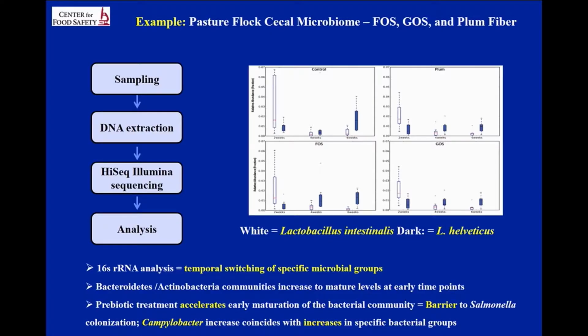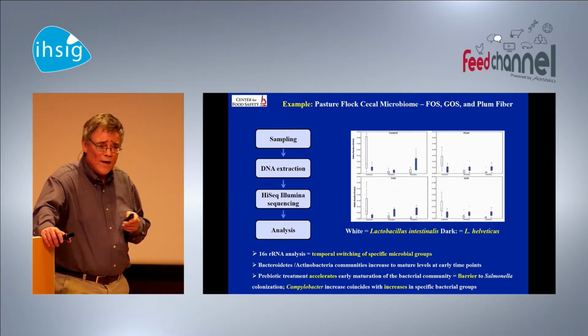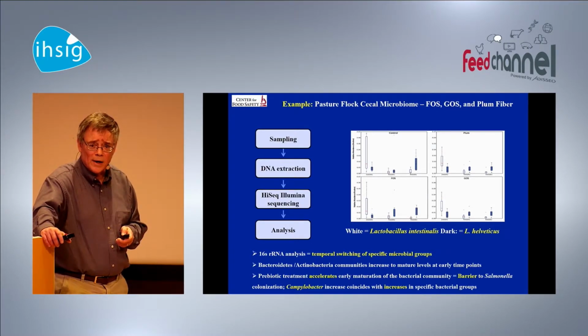The other thing we picked up is, as I said, the barrier to Salmonella because we had early development. Contrary to that, Campylobacter liked the fact that we developed an earlier microbiota as well, because Campylobacter coincided with these increases in specific bacterial groups. Normally we see Campylobacter at maybe a couple of weeks. We started to see it earlier with some of these prebiotics, where we saw a faster rate of maturity of the microbiota, and there we also saw increases in Campylobacter at an early age.